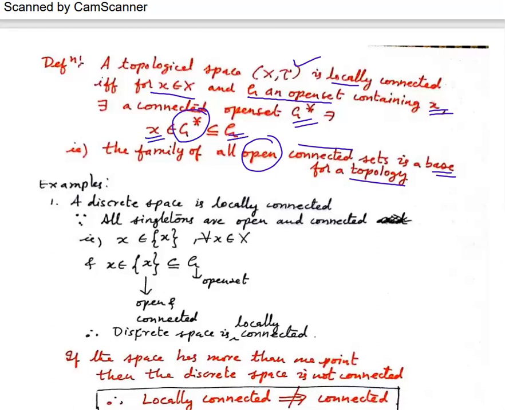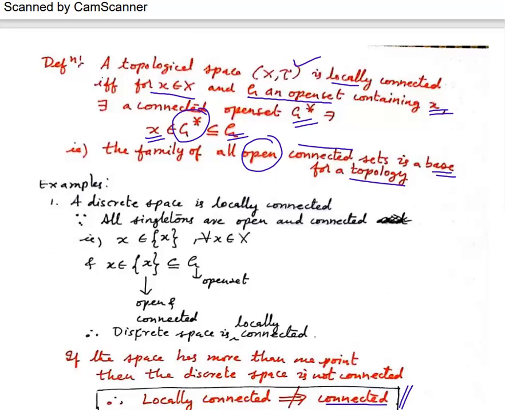Now we shall go to an example, and also we prove a theorem which says that locally connected doesn't imply connected. If it is locally connected, it need not be connected. We'll give an example. Remember, we are proving this theorem: locally connected doesn't imply connected.